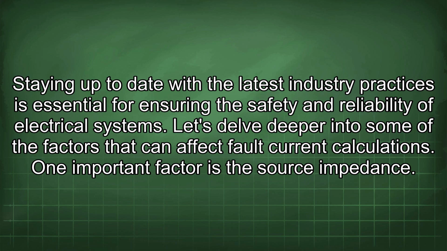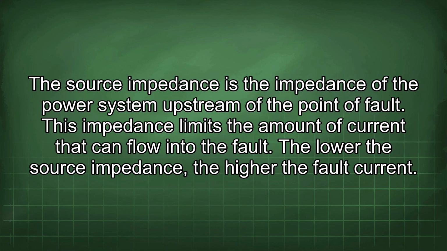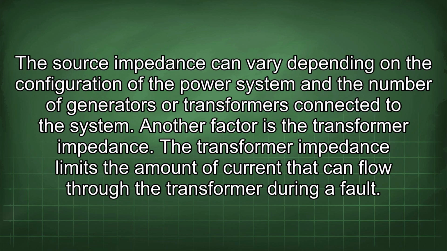One important factor is the source impedance. The source impedance is the impedance of the power system upstream of the point of fault. This impedance limits the amount of current that can flow into the fault. The lower the source impedance, the higher the fault current. The source impedance can vary depending on the configuration of the power system and the number of generators or transformers connected to the system.